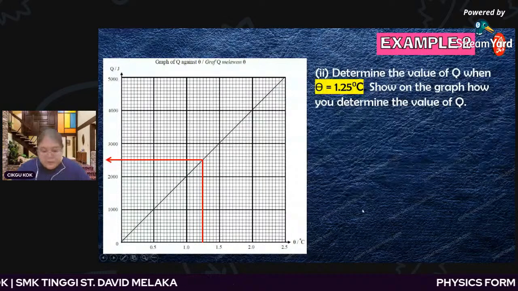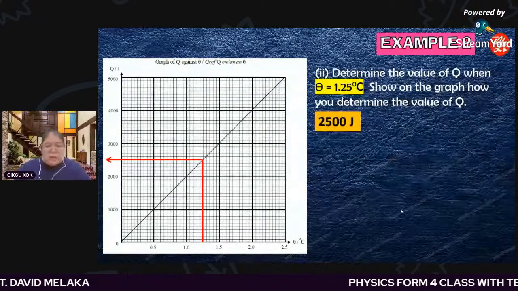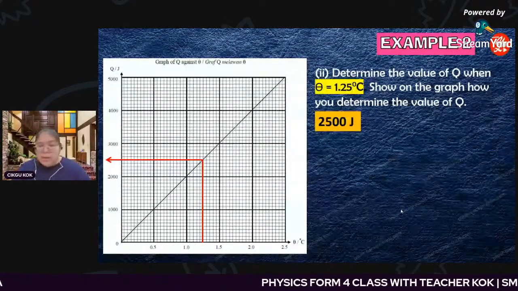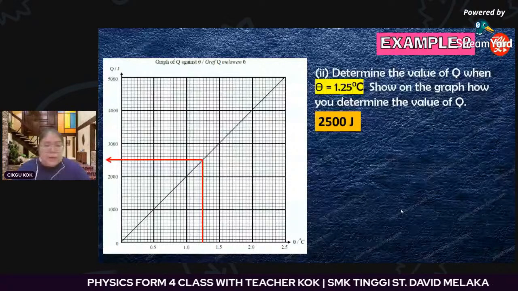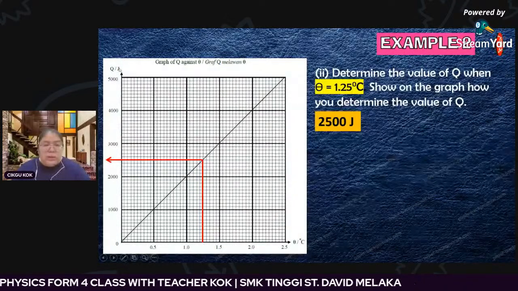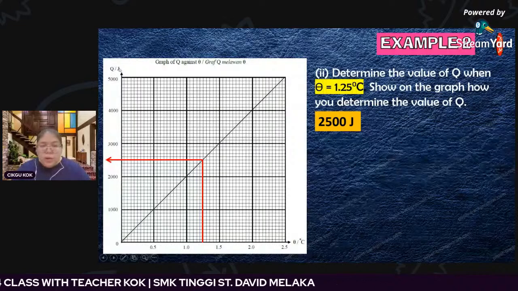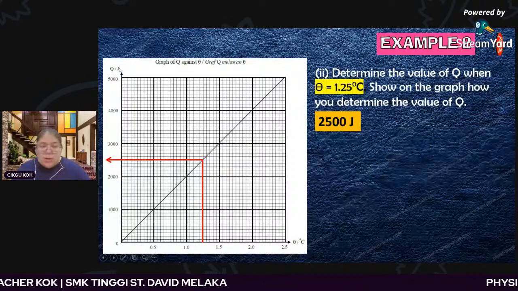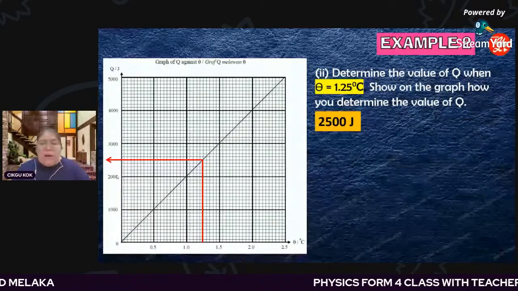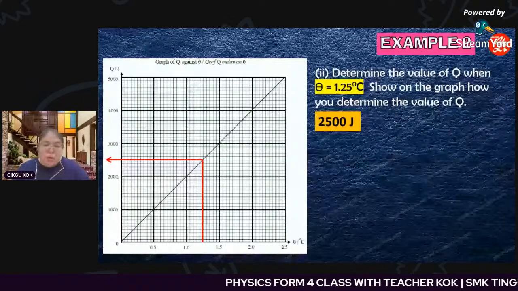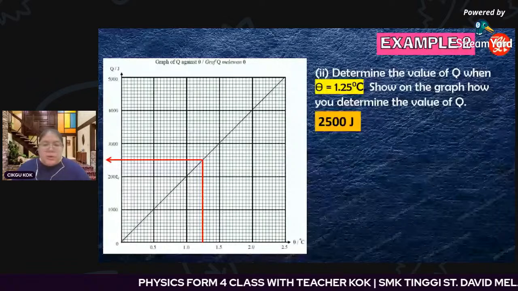Okay, Xi Liang, you forgot the unit. Must have the unit. Okay, 2,500. Then remember, because you read the Q, the unit is joule. Q is not a unit, Q is a symbol. Joule is a unit. So you need to answer 2,500 joule. Okay, so we continue.